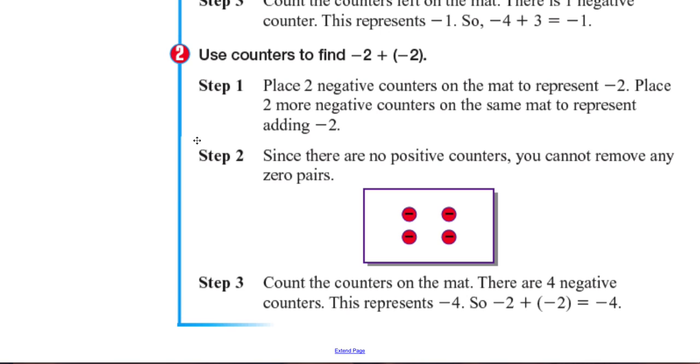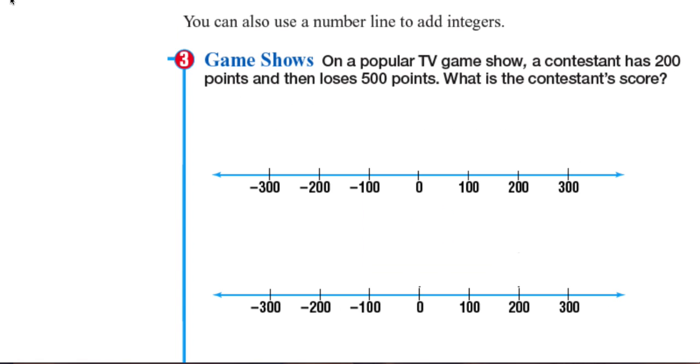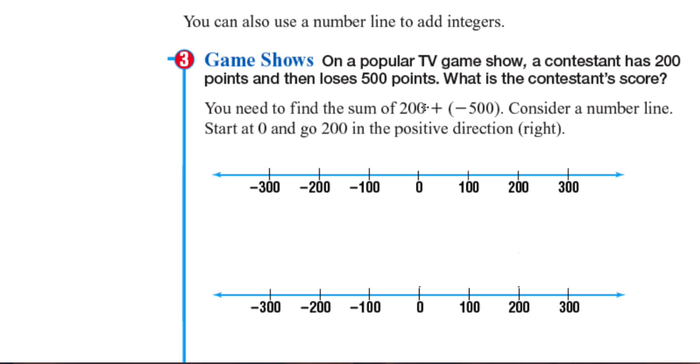And let's take a look at the last example. The last example, we can use a number line to add integers. And let's see how this is used in example 3. On a popular TV game show, a contestant has 200 points, then loses 500 points. What is the contestant's score? Basically, you need to find the sum of 200 plus negative 500.